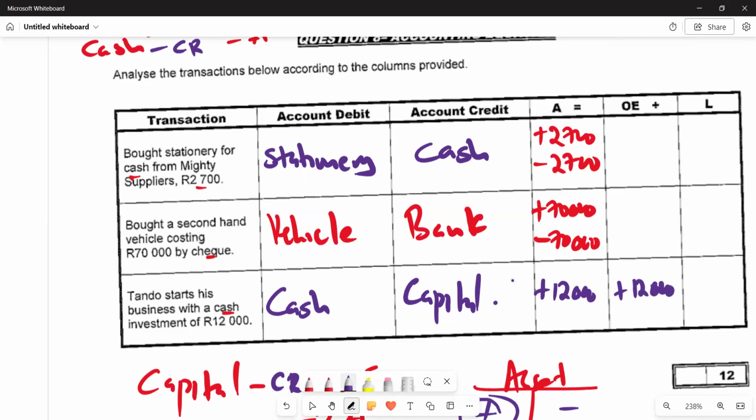So this is the same concept that we explained at the beginning of the video: when it's a plus on one side of the equation, we should also put a plus on the other side, which is the same as what is transpiring here. So this is what we are putting with the accounting equation.